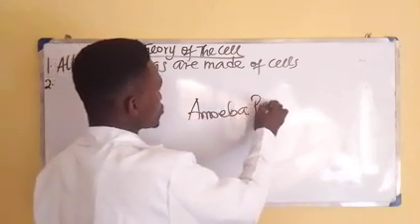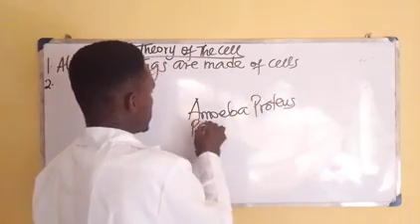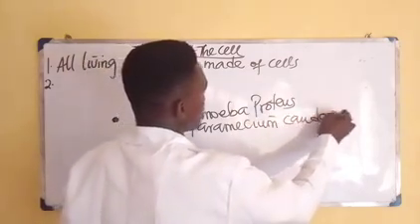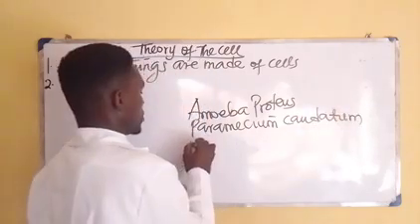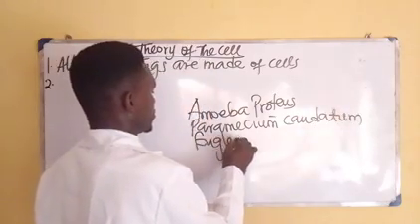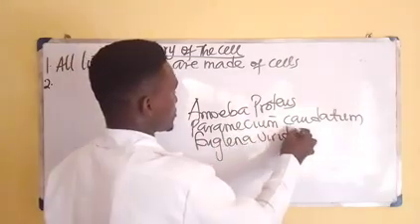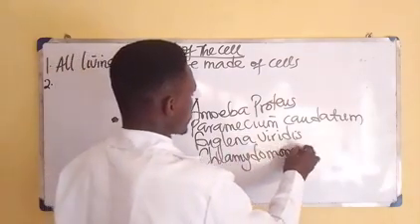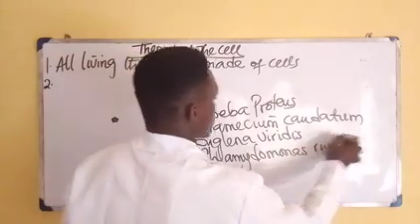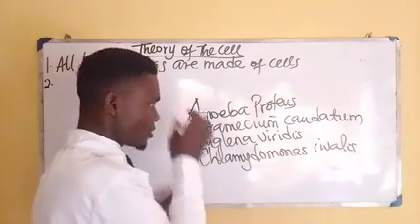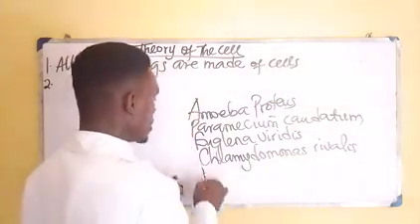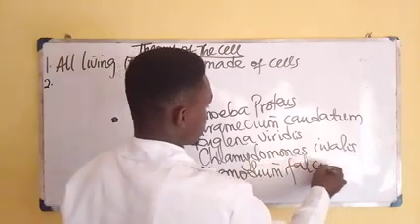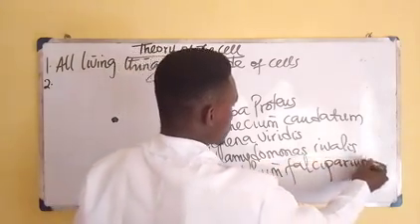Examples are Amoeba proteus, Paramecium caudatum, Euglena viridis, and Chlamydomonas rivalis. Even this one, what is his name again? Plasmodium falciparum. A guy that causes malaria.